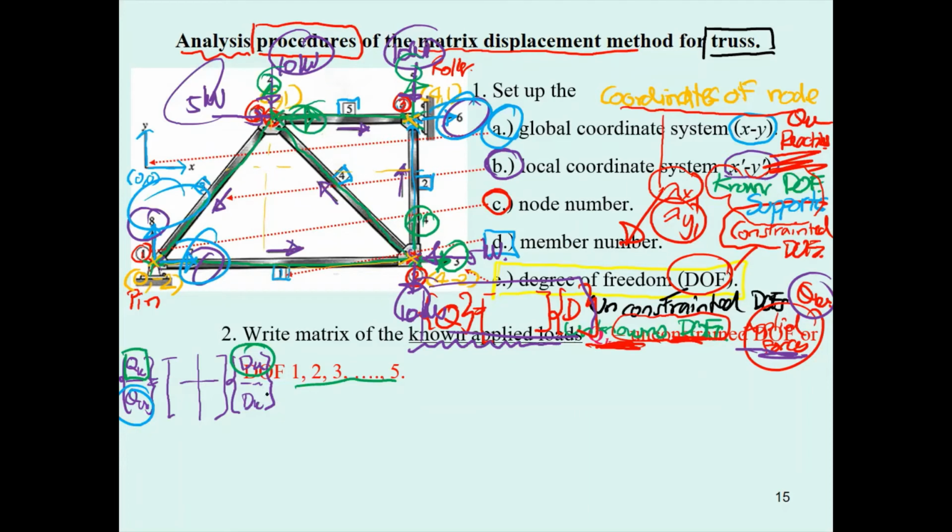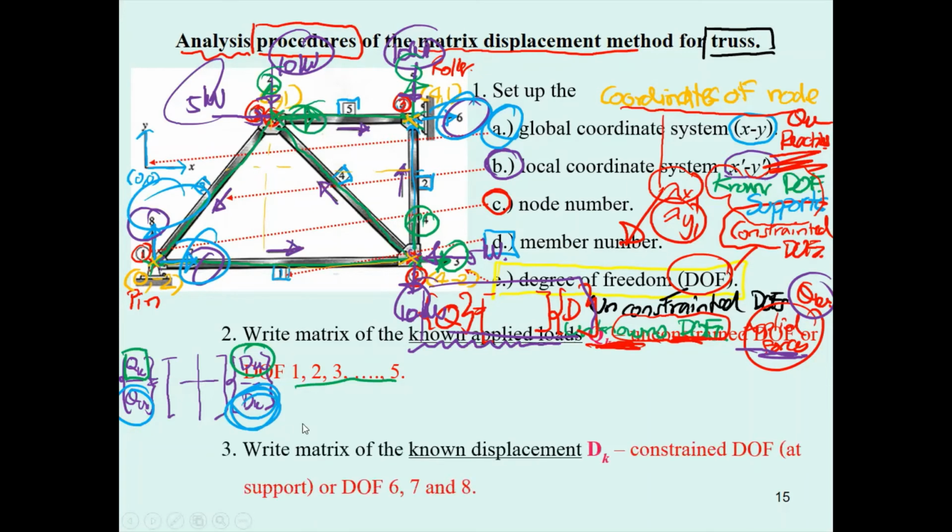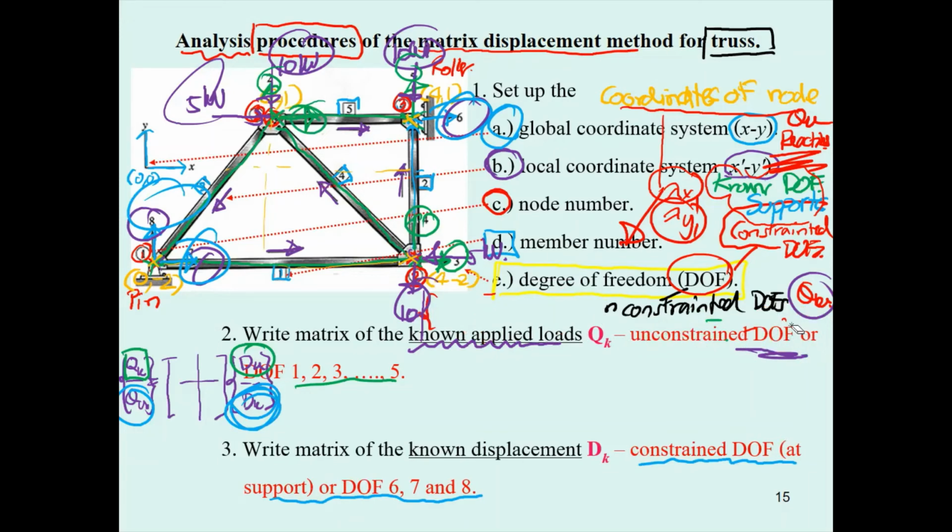And then you have the known displacement at the support. That's going to be the constrained degree of freedom, degree of freedom 6, 7, 8, and the unconstrained degree of freedom over here. Let me erase it, and that is going to be at the what? At the green degree of freedom. And this is going to be the known applied loading.